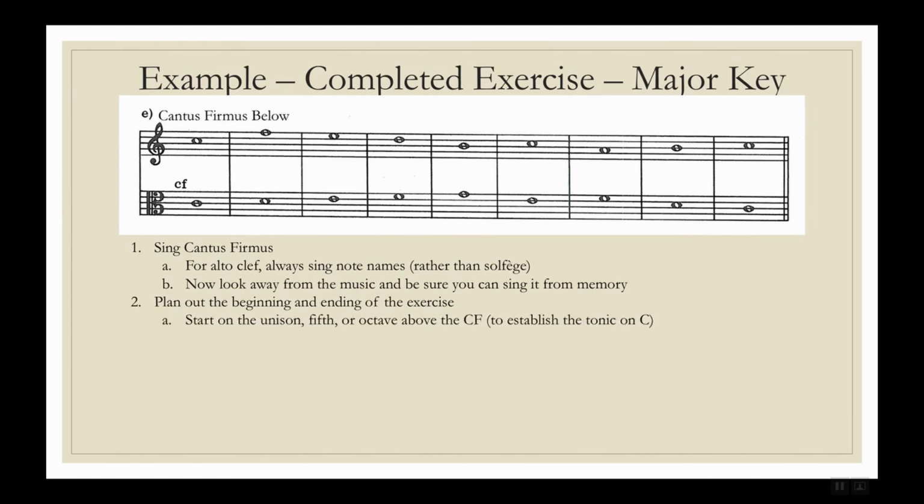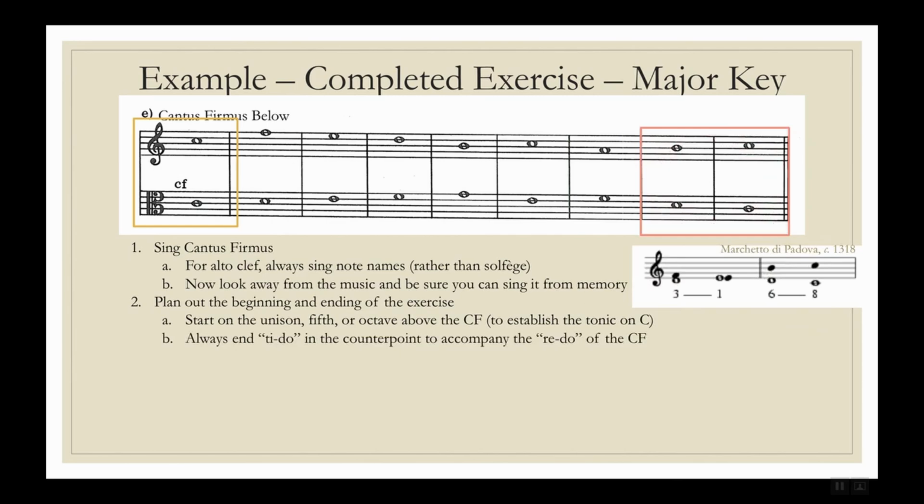Then you're going to plan out the beginning and the end of the exercise. So we're going to start on a unison, or an octave, or a fifth. So if the chant goes, then begin on a unison. We can't begin on a unison actually because it's going up in bar 2, so there's no way we can. Anyway, if we're supposed to write a counterpoint above it, then we have to either begin on the fifth or the octave. Okay, so here we begin on the octave.